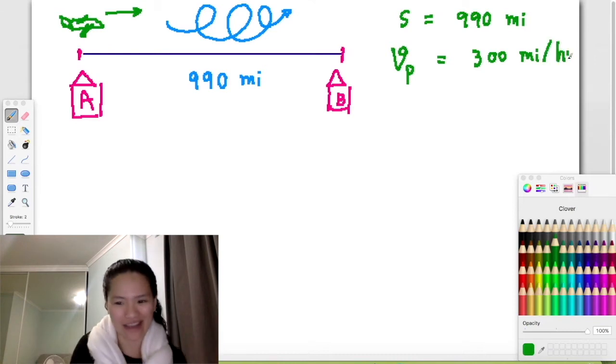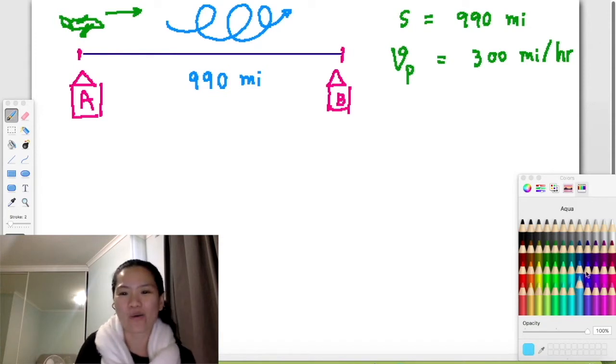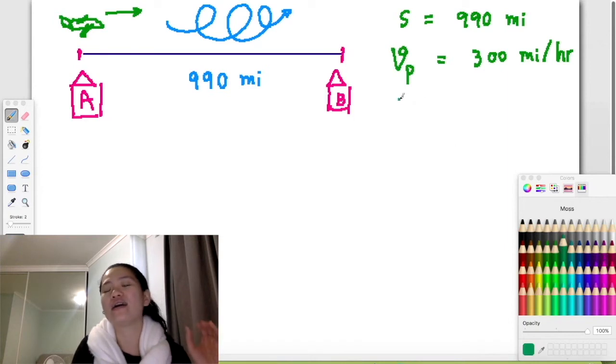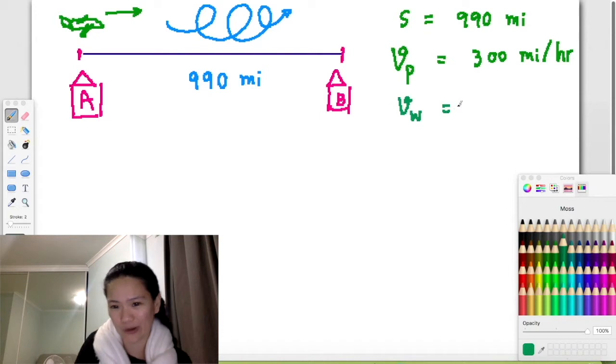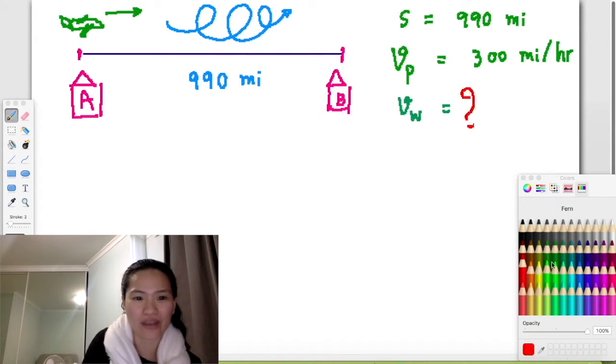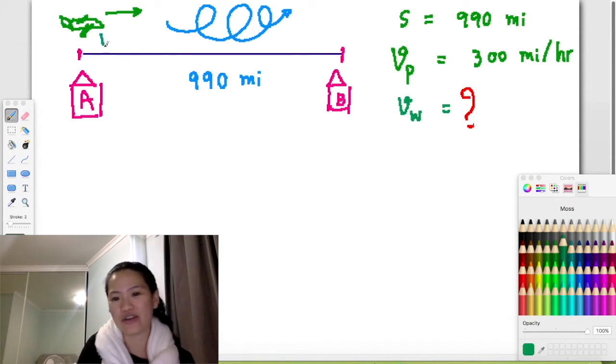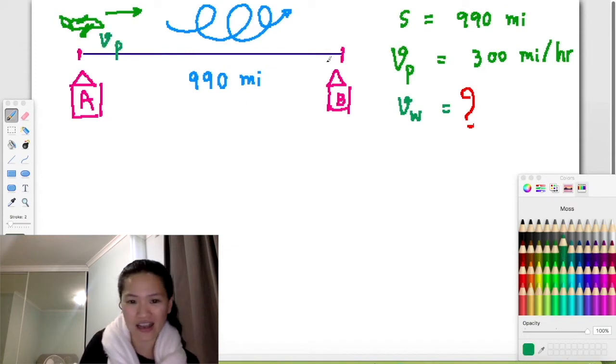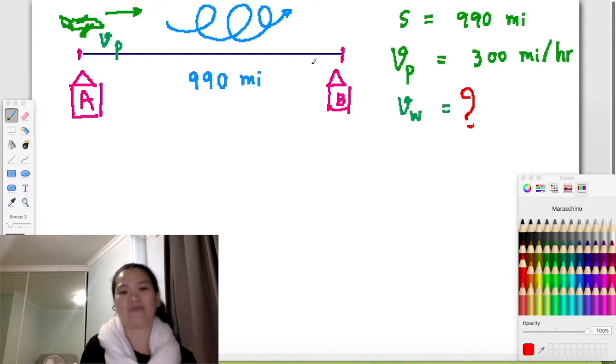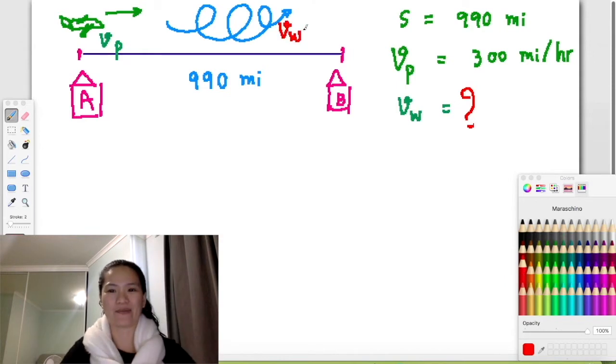Next one, what else? Give you a hint. What about the wind? VW, or the speed of the wind, that's what we want to find out. Let's see from the picture. Now you know VP. You want to find VW, the speed of the wind.